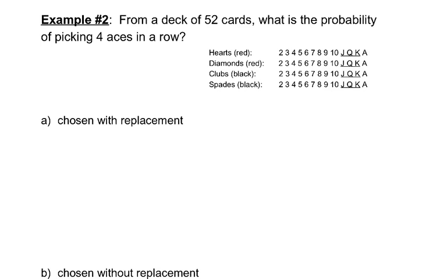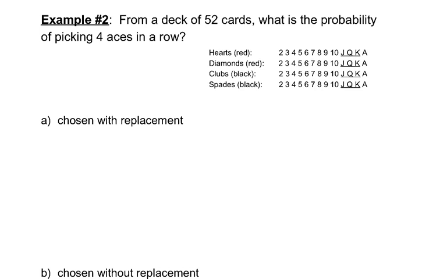Okay, so for example 2, we're going to look at, from a deck of 52 cards, what is the probability of selecting 4 aces in a row? We're going to look at this situation under two different examples. First, the probability of selecting those 4 aces in a row if you replace each card after you take it out of the deck. Then we're going to look at that probability if you select 4 aces and you do not replace each card as you select it from the deck.